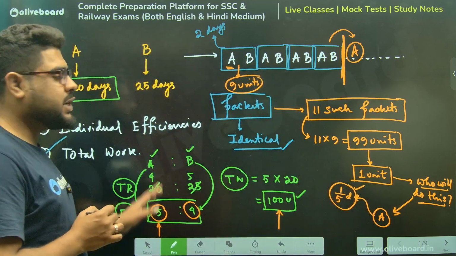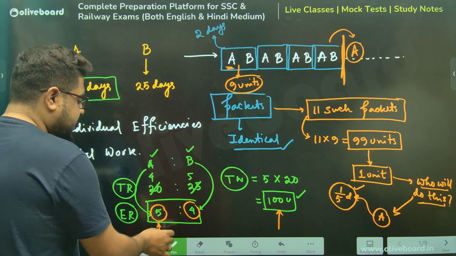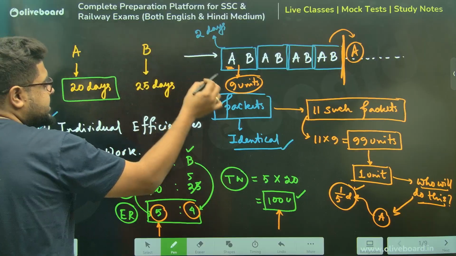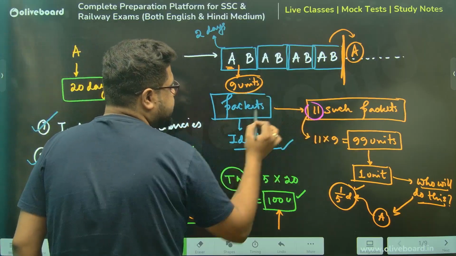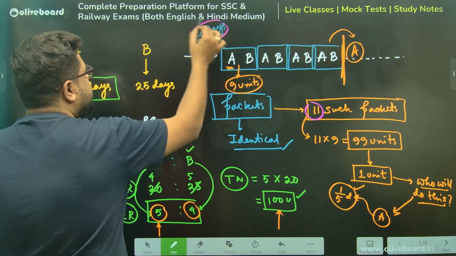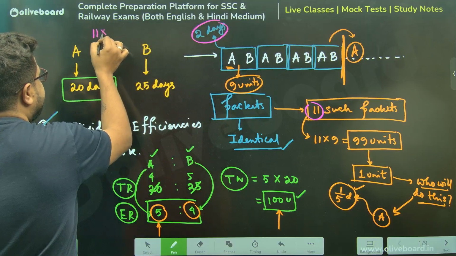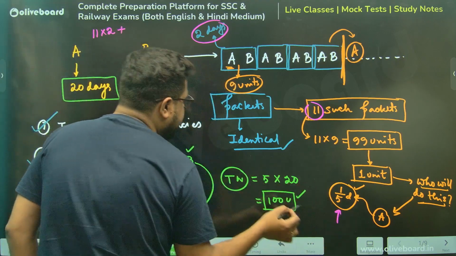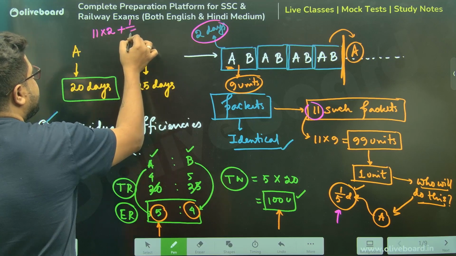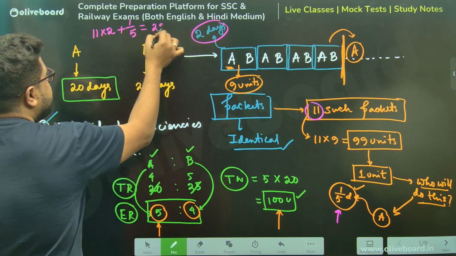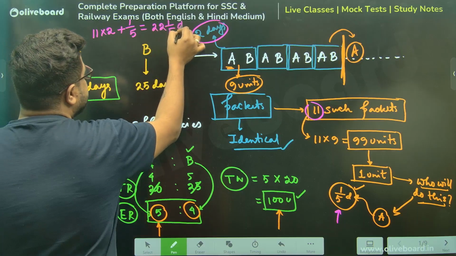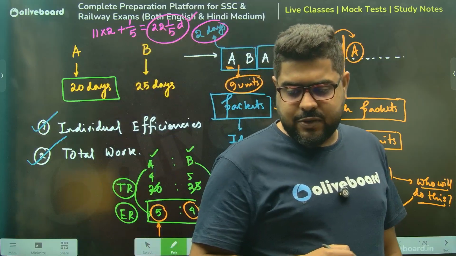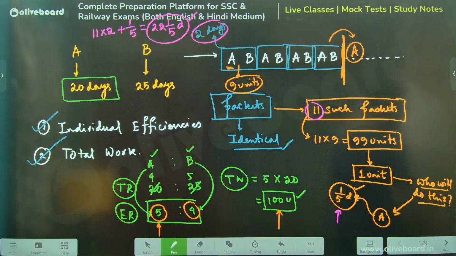So what is the total time of completion? You will say, sir, chill. The total time of completion was 11 packets. That means every packet is of 2 days. So total 11 into 2 days plus at the end I needed another 1 by 5 days. Another 1 by 5 meaning 22 whole 1 by 5 days. That is most definitely your correct answer, sir.